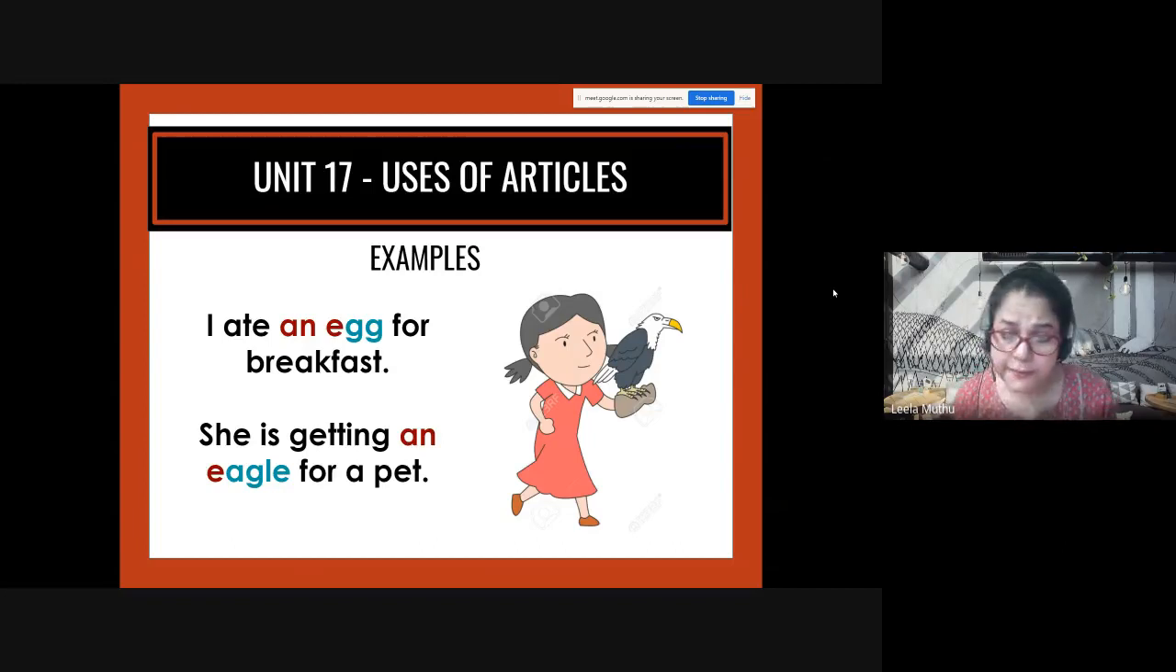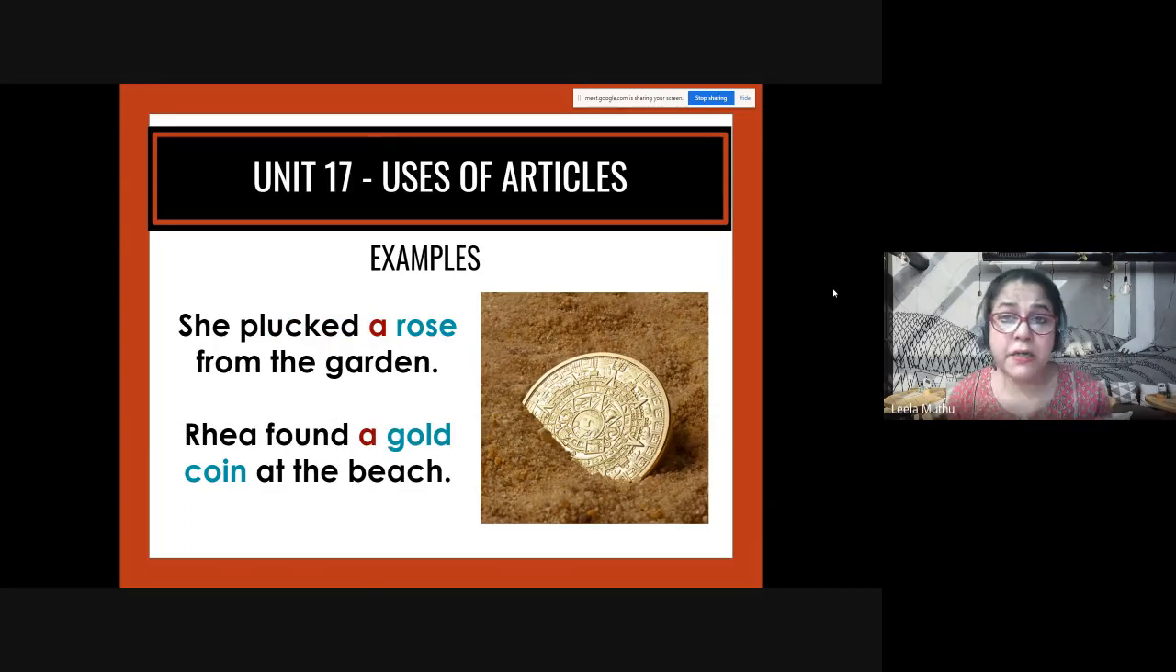Oh, lucky girl. She plucked a rose from the garden. Any rose. She just went and plucked it. It was the red rose that I was admiring yesterday. That's when you get specific and use the before it. Ria found a gold coin. It was any gold coin. She found the gold coin which belonged to the Harappan dynasty or the Harappan age.